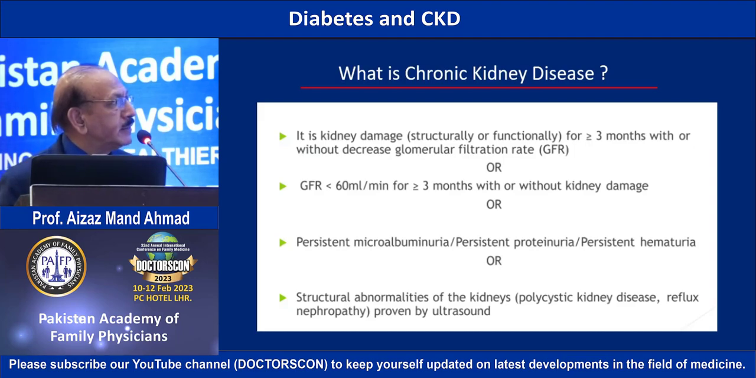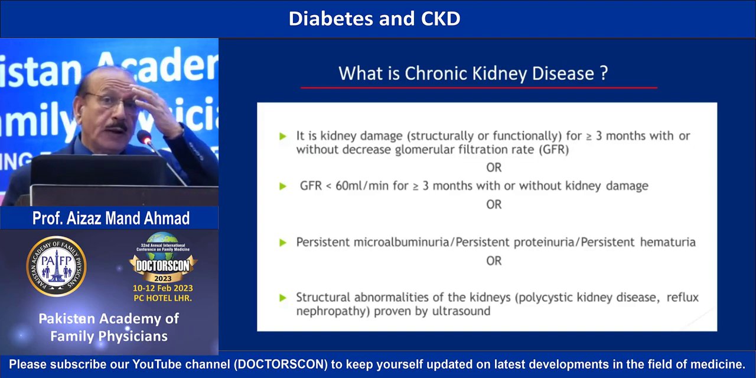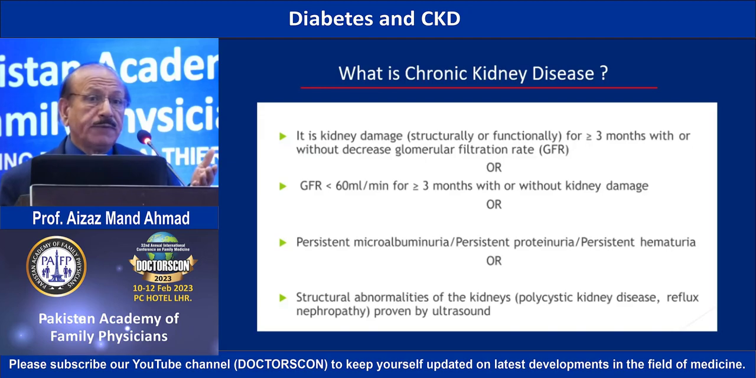So GFR less than 60 for more than 3 months, with or without kidney damage. You will see some of the reports from good labs, and they show that the normal GFR should be more than 60 mL. Actually, the normal GFR is 100 to 120. But if it is below 60, then you start calling it renal impairment or renal failure. Or if you have microalbuminuria, or persistent proteinuria or persistent hematuria, then it is also called chronic kidney disease with normal kidney function. You could have that with normal kidney function.